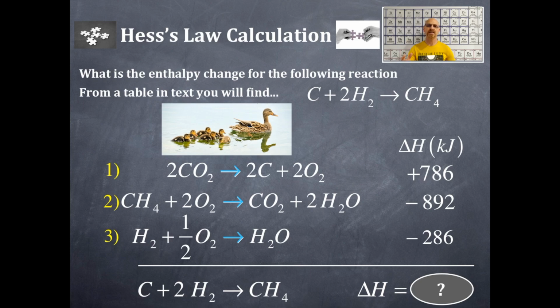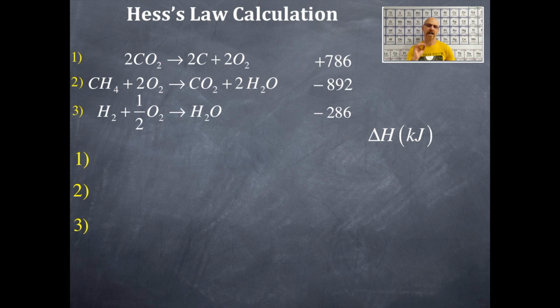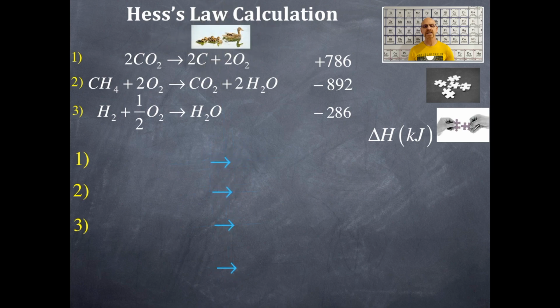All right, so let's see how we can do this problem. Bam. I got all the information that was on the previous slide right on this slide. This is what we're going to do. We've got those puzzle pieces, and we're going to put them together. The first thing is that we're going to put all our ducks in a row. That is the vertical separation between the reactants on the left and the products on the right.